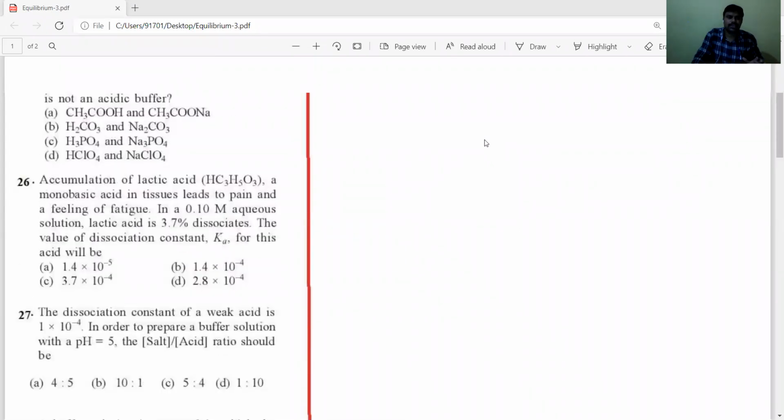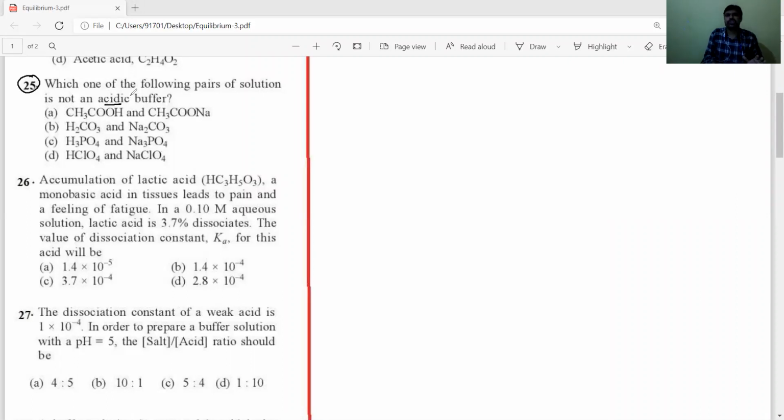The 25th question, students. What is the given 25th question? We have to identify which of the following pairs is not an acidic buffer solution. First, think about buffer solutions. What does buffer solution mean, dear students? Upon addition of some amount of acid or base, or upon dilution, its concentration or pH value does not change. Such solutions are called buffer solutions. There are two types of buffer solutions: one is acidic buffer solution, the second is basic buffer solution.